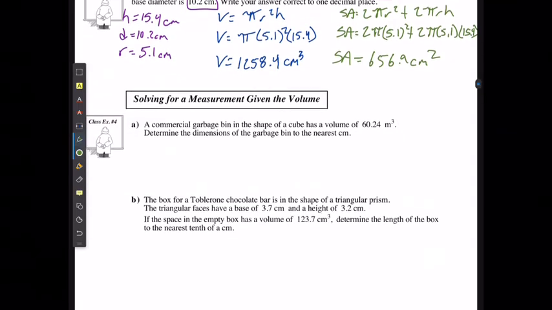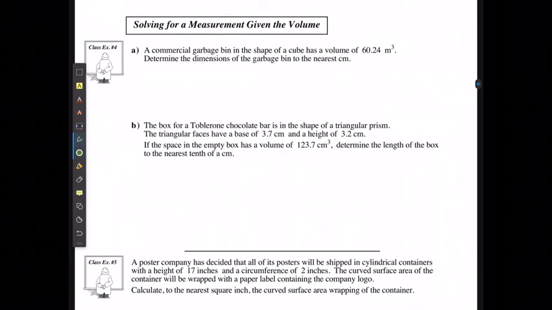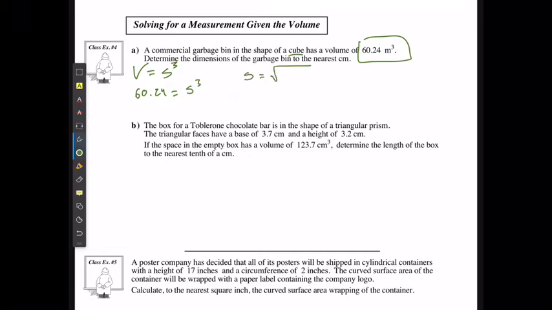If I'm solving for one of the measures given the volume: a commercial garbage bin in the shape of a cube has a volume of 60.24 meters cubed. Determine the dimensions of the garbage bin to the nearest centimeter. Well, the volume of a cube is going to be the side length multiplied by itself 3 times, which means that 60.24 is going to equal the side length cubed. So the side length is going to equal the cube root of 60.24.